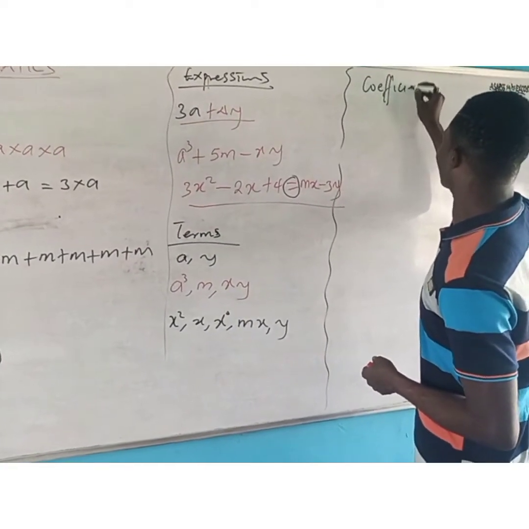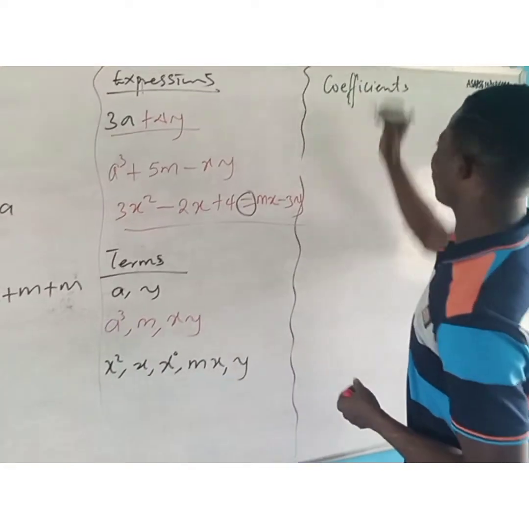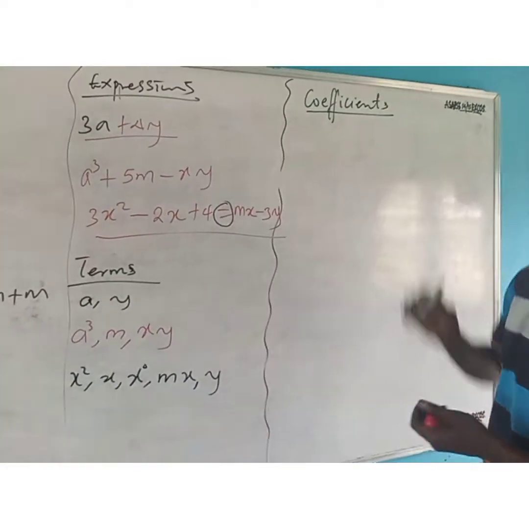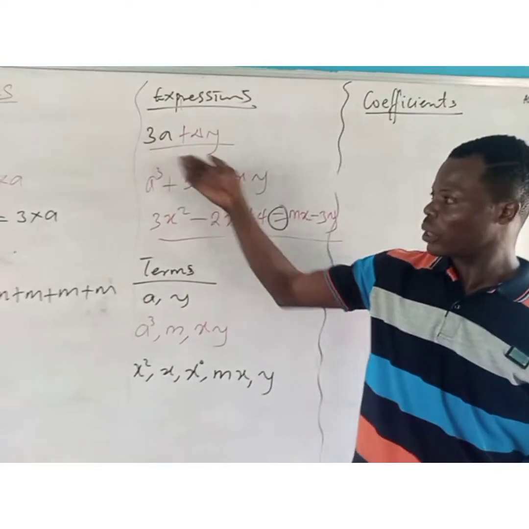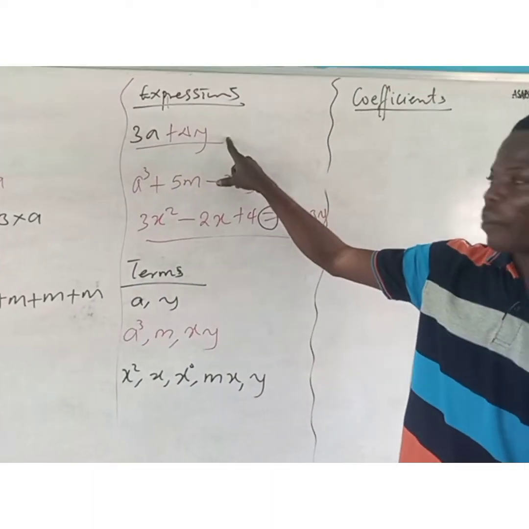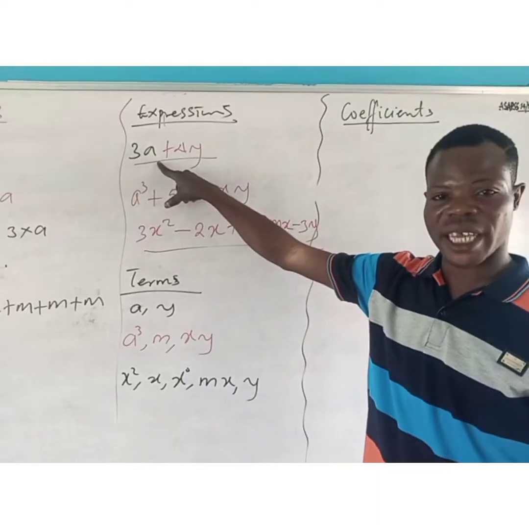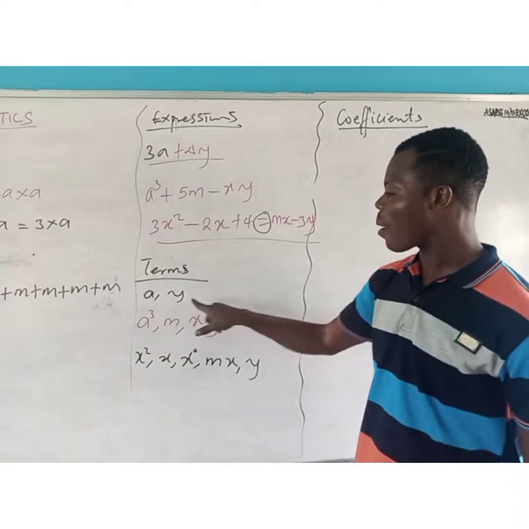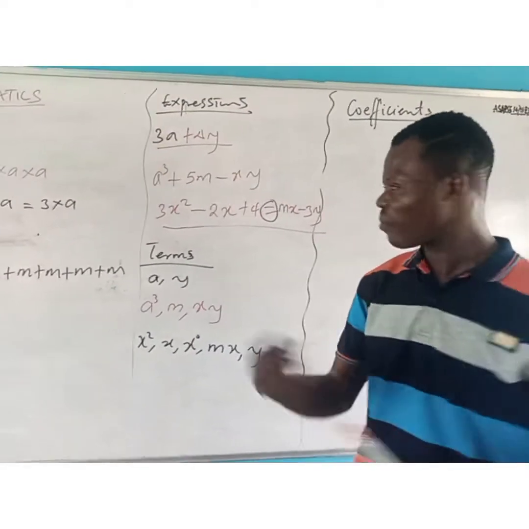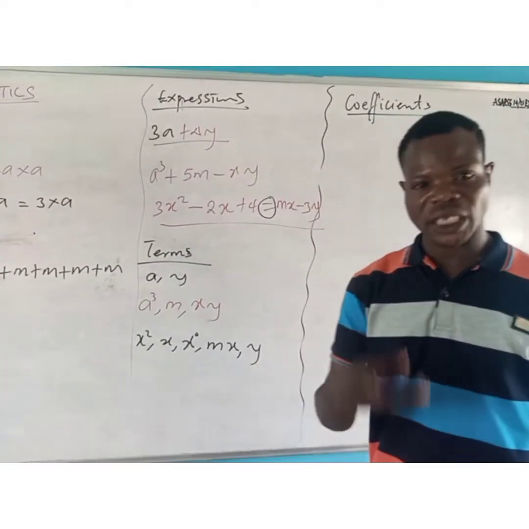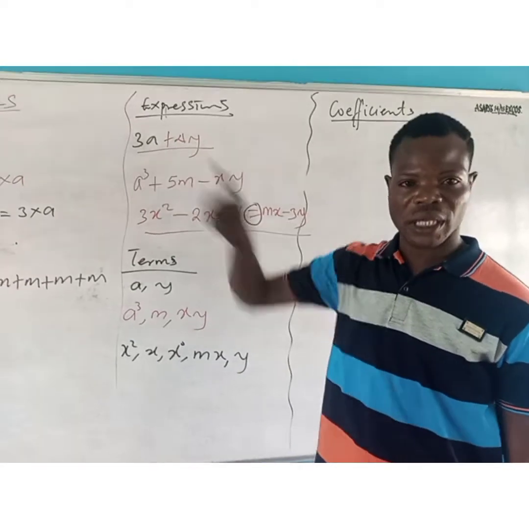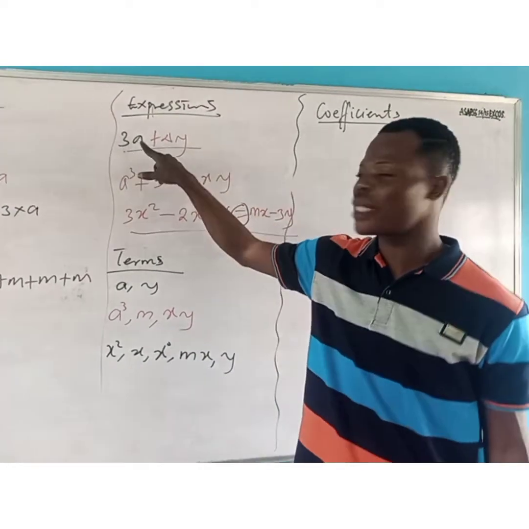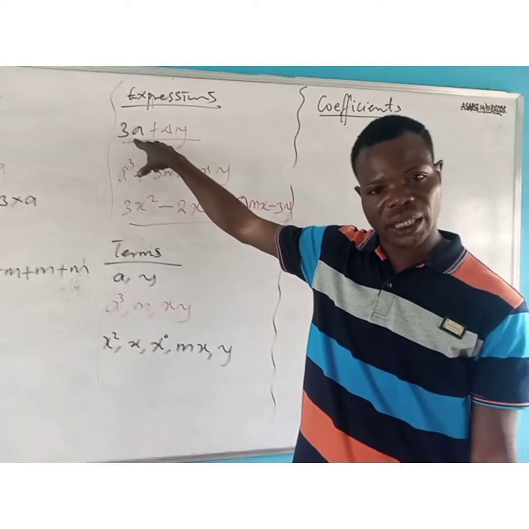The last thing we want to consider now is coefficient. What is a coefficient? It's very simple as well. Let's come back to this. In this first expression, we said the terms are a and y. Then what are the numbers before these terms? The number before the first term here is what? 3. Therefore, 3 is the coefficient of the term a.